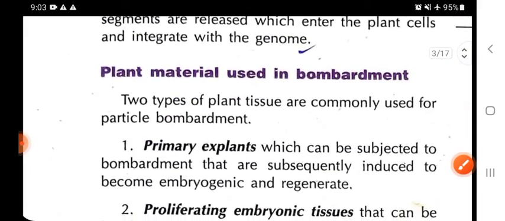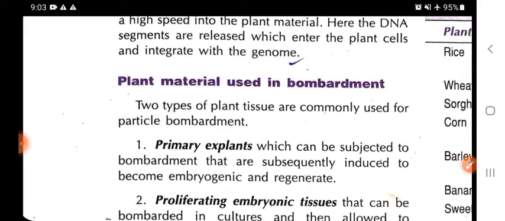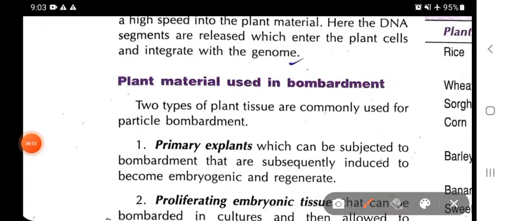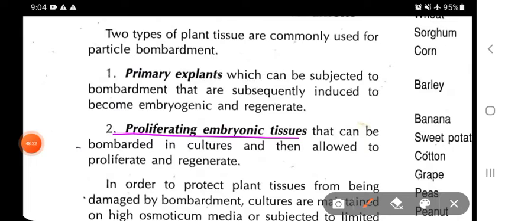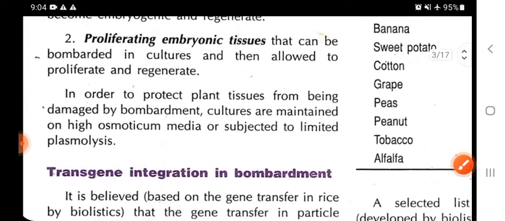Now, what type of plant material can be used for this technique? We can use primary explants, which are taken just now from the mother plant, like your leaf, stem parts, internode regions, and meristematic tissues, which can be employed for particle bombardment. Or we can also use proliferating embryonic tissues that can be bombarded in culture through the biolistic method and allowed to proliferate and regenerate, right?